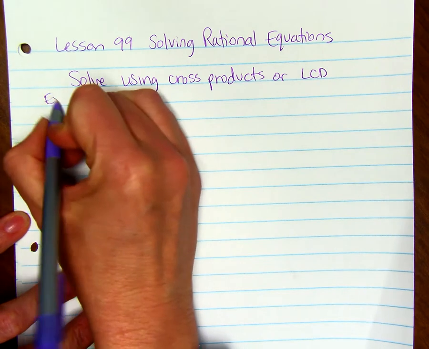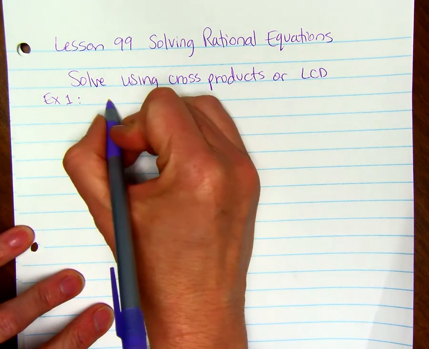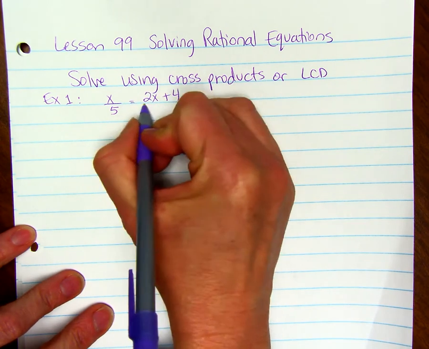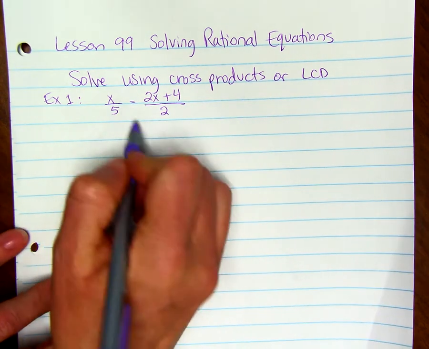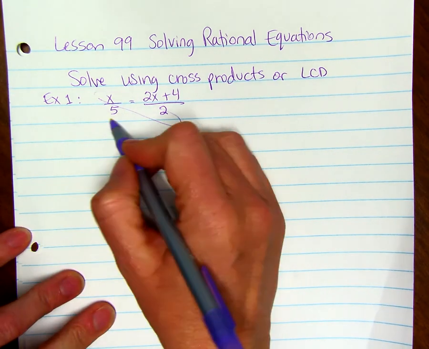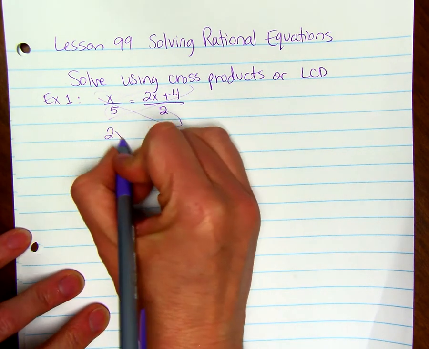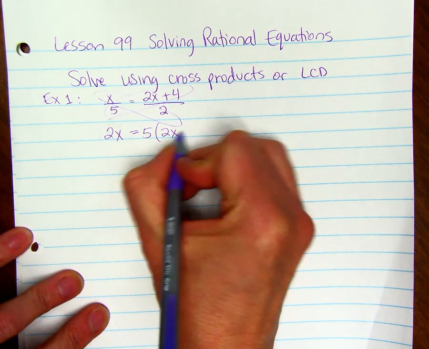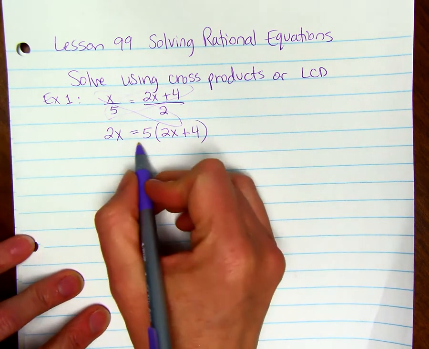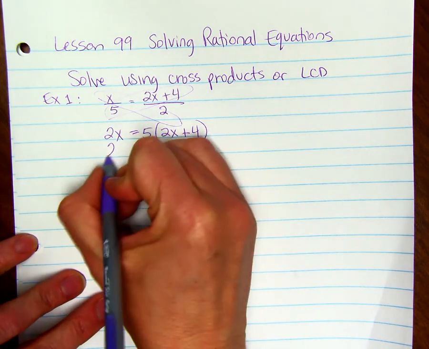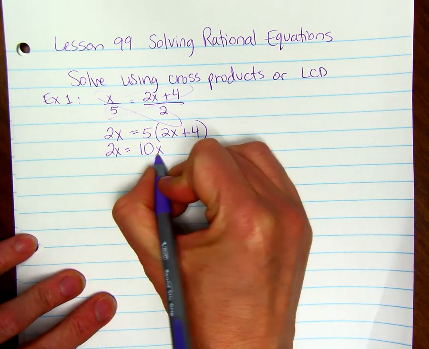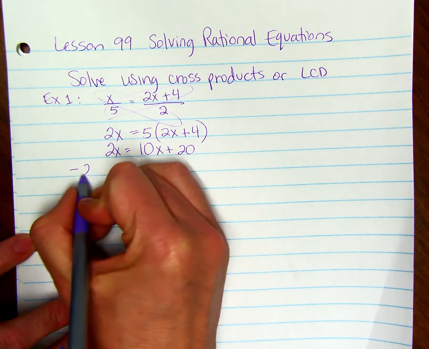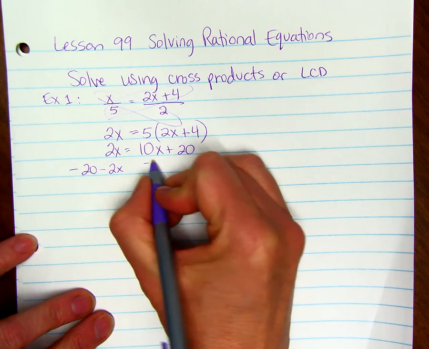So here's an example. We have x divided by 5 equals 2x plus 4 divided by 2. When we use cross products, we just multiply across the equal sign. So we have 2x equals, then we have to do 5 times the quantity 2x plus 4. So we need to remember to distribute the 5 so that we get 10x plus 20. Now we're going to subtract 20 and subtract 2x from both sides.